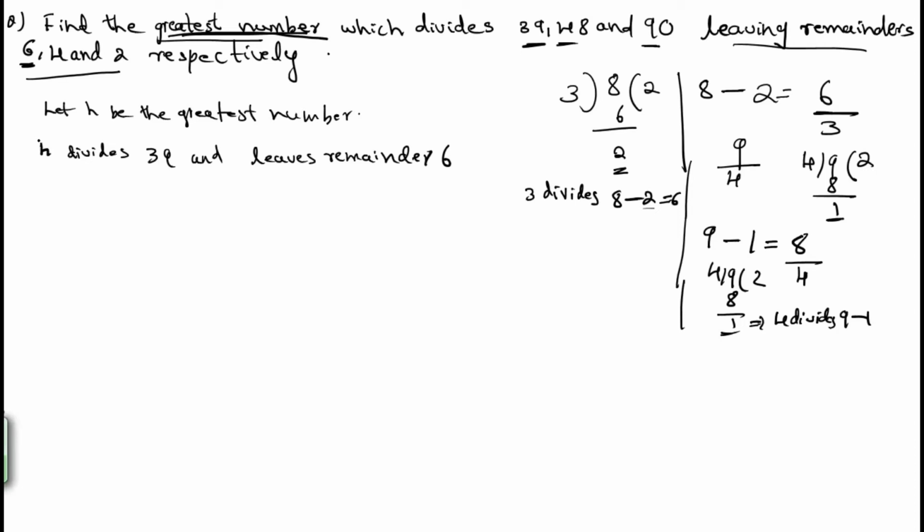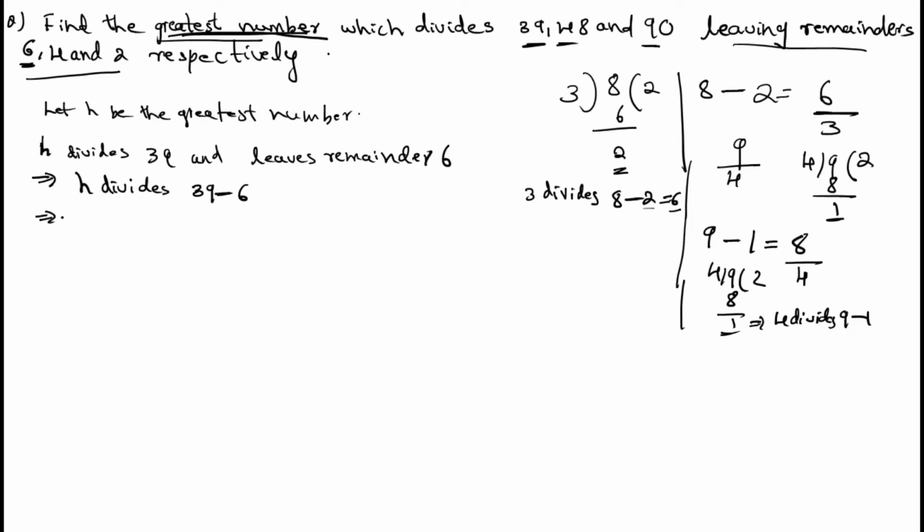Similarly, see, the given data is H divides 39 and leaves remainder 6. This implies H exactly divides, what's the number? 39 minus 6. Here see, 3 divides 8 and leaves remainder 2 means you can write it as 3 divides 8 minus 2. Clear, right? Then 6 is exactly divisible by 3. Similarly, applying the same case, H divides 39 and leaves remainder 6 means you can write it as H divides 39 minus 6.